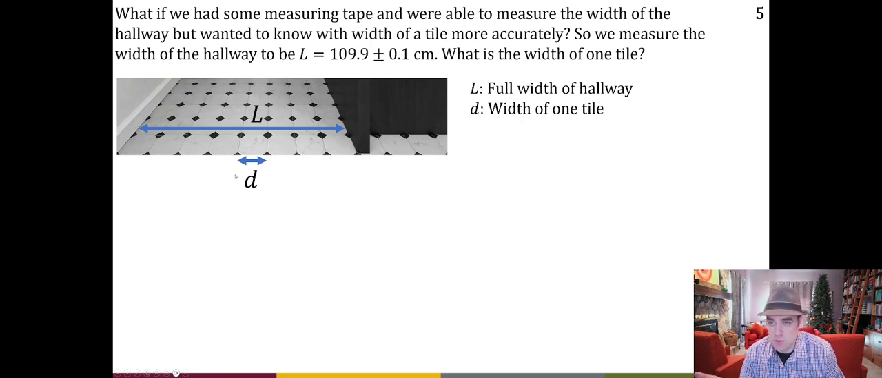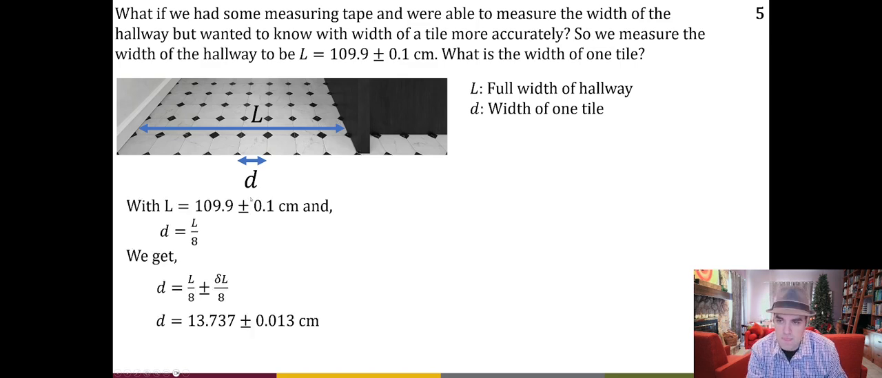Well, let's say we want to go the other direction. Let's say we have some measuring tape and we want to know what the width of one tile is going to be. So we can measure the full width of the hallway. Let's say it's 109.9 plus or minus 0.1 centimeters. I want to know the width of one tile. Well, I can just take that full length and divide by 8, and we'll follow that same calculation. So we take the full length divided by 8 plus or minus the uncertainty in that full length divided by 8. And that's going to give us 13.737 plus or minus 0.013 centimeters.